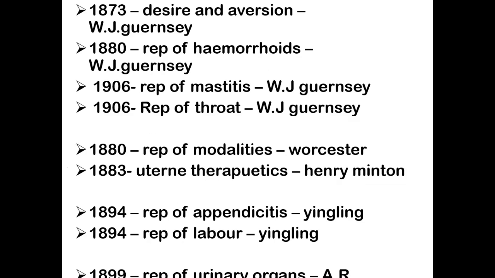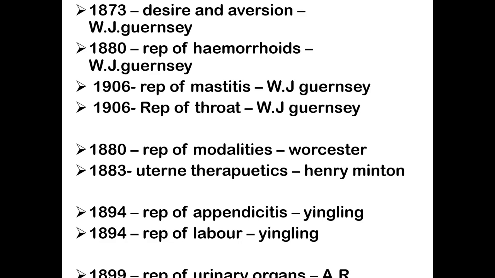Now, in 1873, Desire and Aversion. It's again a very important question, so just note it down. Desire and Aversion given by W.J. Guernsey in 1873. So, in the year 1873, Desire and Aversion repertory given by W.J. Guernsey. In 1880, Repertory of Hemorrhoids, W.J. Guernsey.